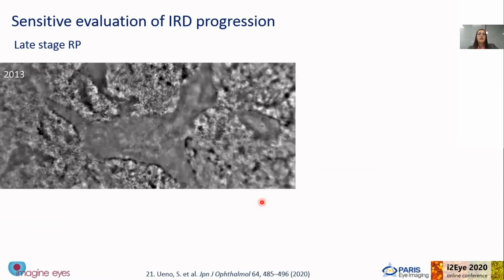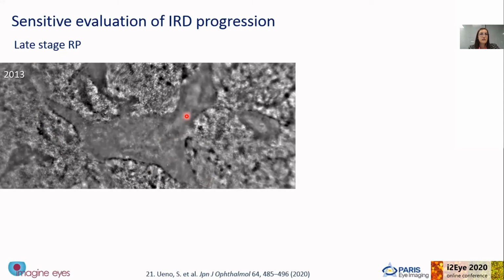Then the last point that I would like to outline in this presentation is about longitudinal data. So far, 5 studies reported follow-up imaging of IRD patients with the RTX-1, and the most recent one is about late-stage RP. So this is the image of the macula of a patient with late-stage RP.